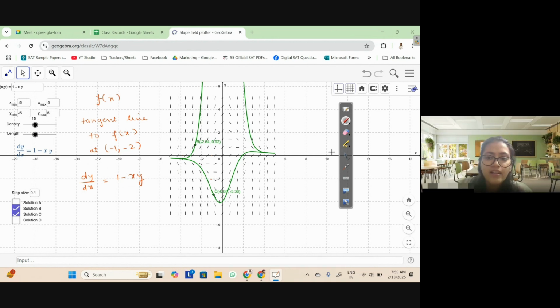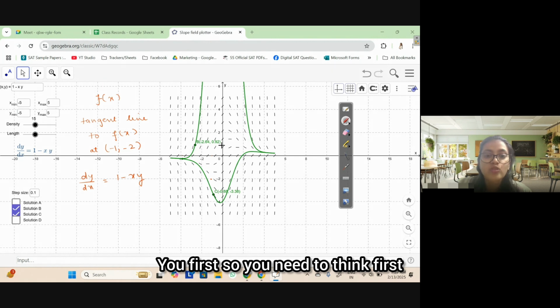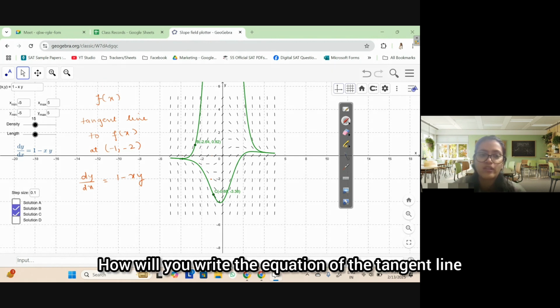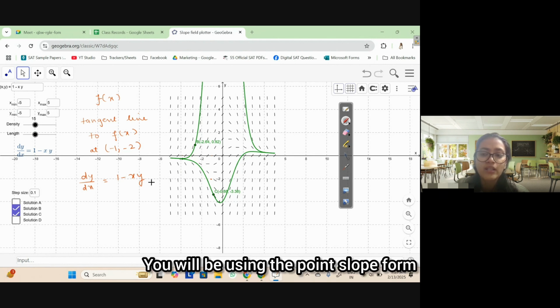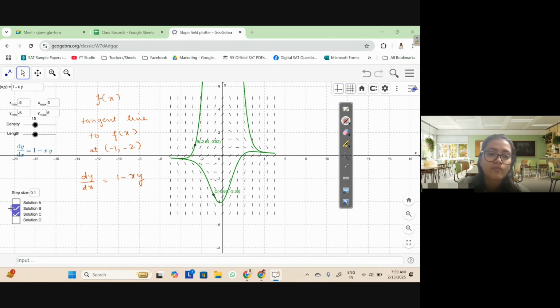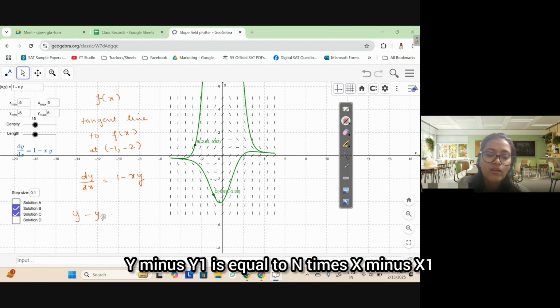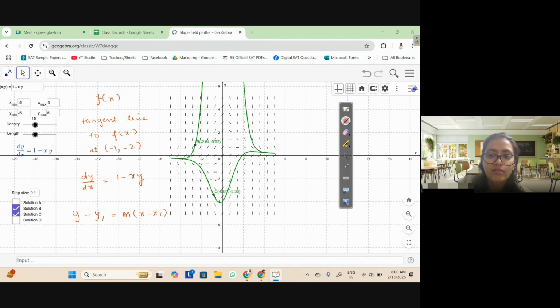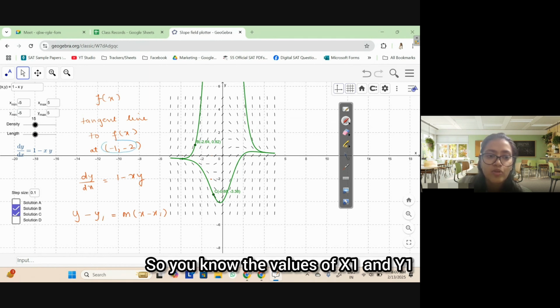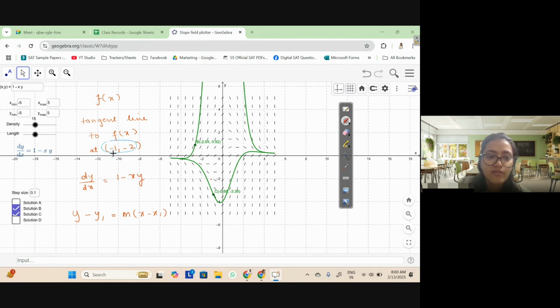And you need to think first, how will you write the equation of the tangent line? You know that you will be using the point slope form: y minus y1 is equal to m times x minus x1, because they have already given us 1 point. So you know the values of x1 and y1. You need the value of m. So how will you get the value of m?